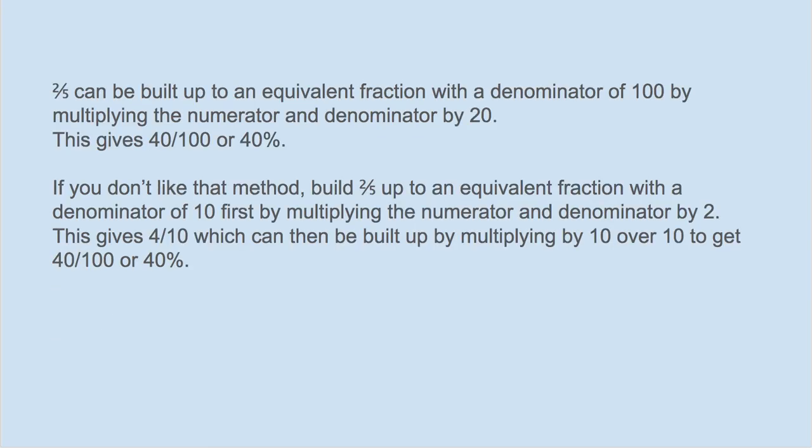2/5 can be built up to an equivalent fraction with a denominator of 100 by multiplying the numerator and denominator by 20. This gives 40 100ths, or 40%. If you don't like that method, build 2/5 up to an equivalent fraction with a denominator of 10 first by multiplying the numerator and denominator by 2. This gives 4 tenths, which can then be built up by multiplying by 10 over 10 to get 40 out of 100, or 40%. You'll get the same answer either way.